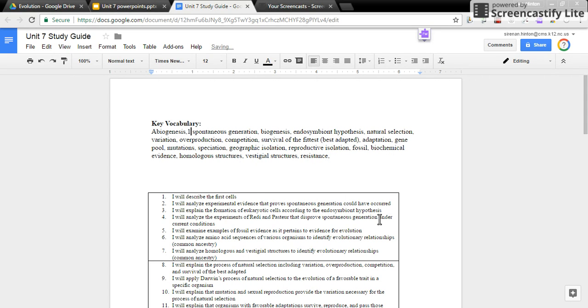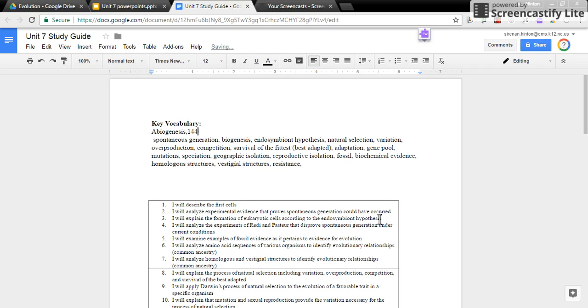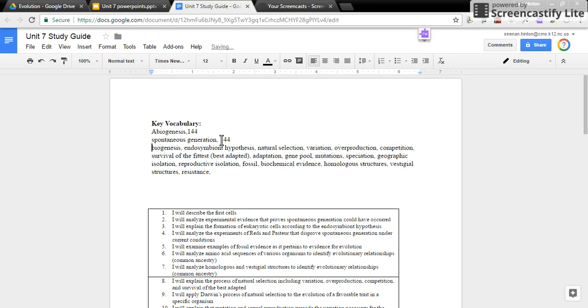Abiogenesis. Abiogenesis can be found on page 144 of your packet. Abiogenesis is the belief that life started from non-living things. Next, we have spontaneous generation. Spontaneous generation can also be found on page 144 of your packet. Spontaneous generation is the belief that things can come from decaying matter. Life can start from non-living things.